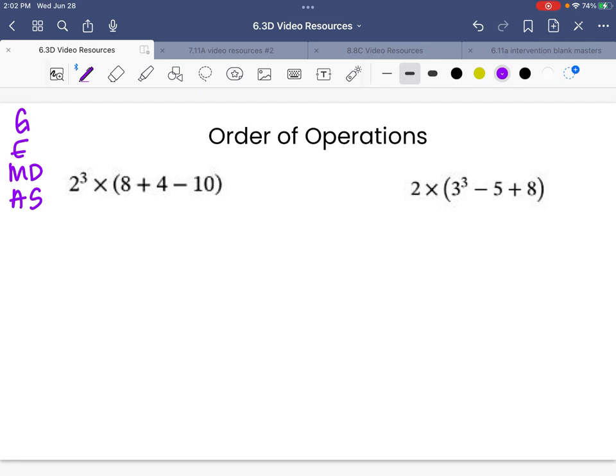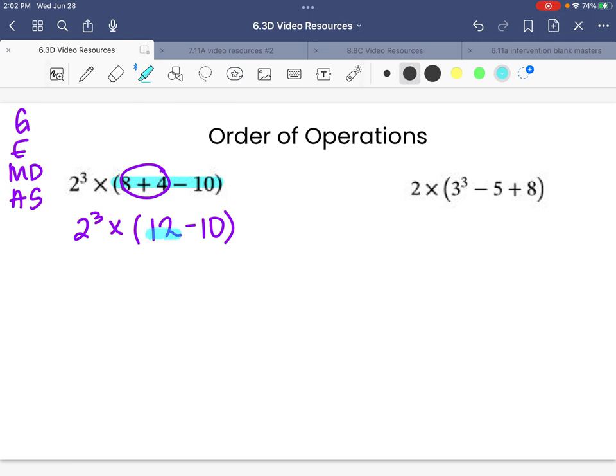So when I look at example 1, I see that I have grouping symbols. So I'm going to start with everything that's in the grouping symbols. Inside of the grouping symbols, I see I have addition and subtraction, which I know I do in order from left to right. So the first thing in order from left to right is the 8 plus 4. So I know 8 plus 4 makes 12. So now this has become 2 cubed times, in parentheses, 12 minus 10.